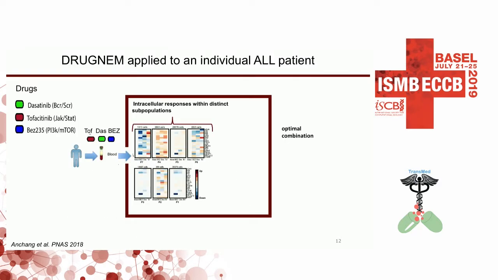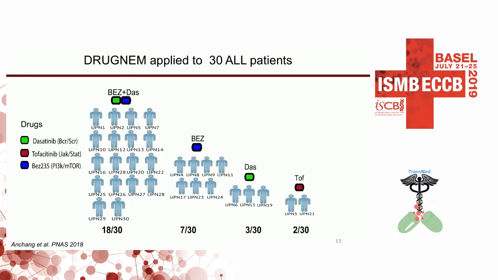So we then applied DrugNEM to a cohort of 30 ALL patients' data. Here we show an example of the result for one patient. We collect blood from the patient, we treat it with 3 drugs, tofacitinib, dasatinib, and BEZ235, and we then collect CyTOF data for these patients, and then use the lineage markers to identify 7 subpopulations for this particular patient. And then we use the intracellular markers to generate a drug network, which indicates here that the tofacitinib effects are a subset of the BEZ and the dasatinib effects, implying that the BEZ and dasatinib combination is optimal for this patient. So we can do that for each patient.